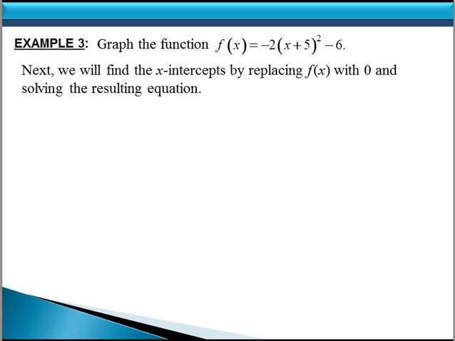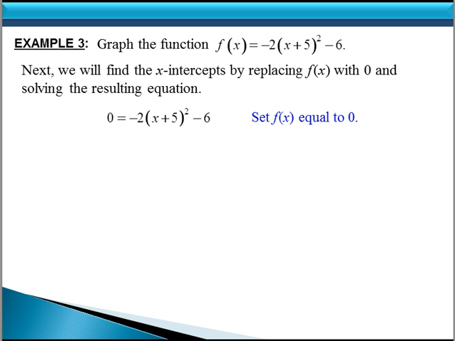So now we will find the x-intercepts by plugging in 0 in place of f(x), and then we'll solve this equation. Now this equation has a binomial squared here, so whenever you see that, remember that it's easiest to solve with the square root property, because we can isolate that binomial squared and then square root both sides and solve it from there. So that's what we're going to do here.